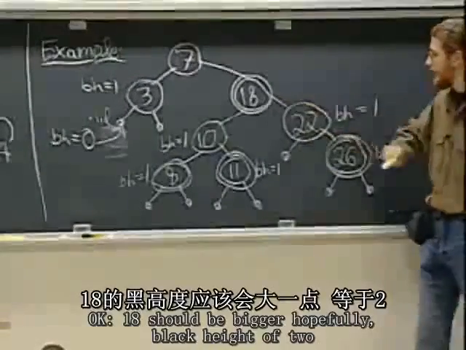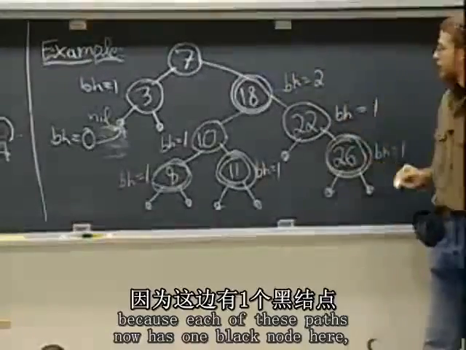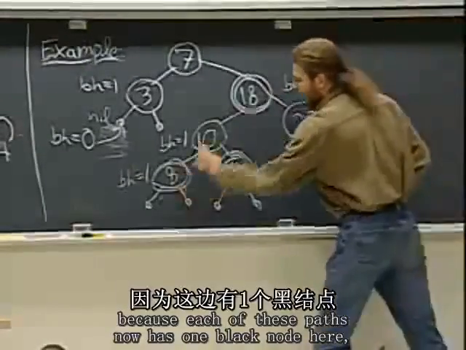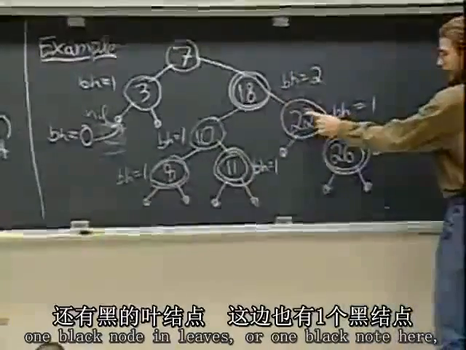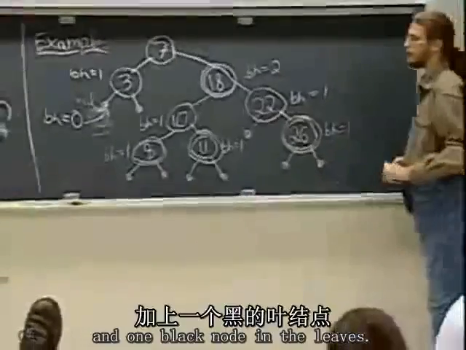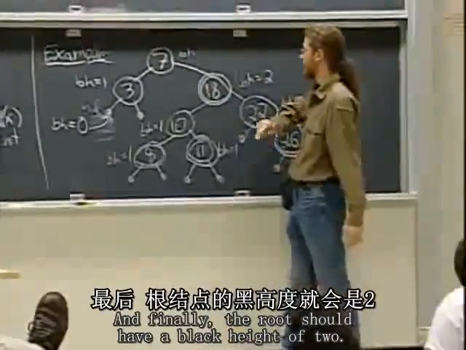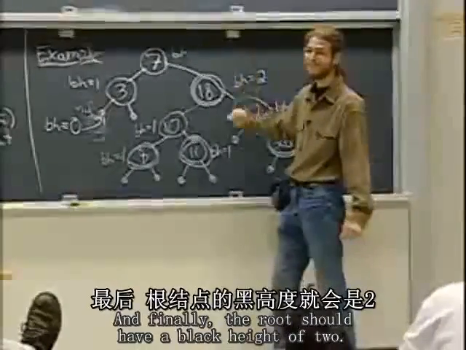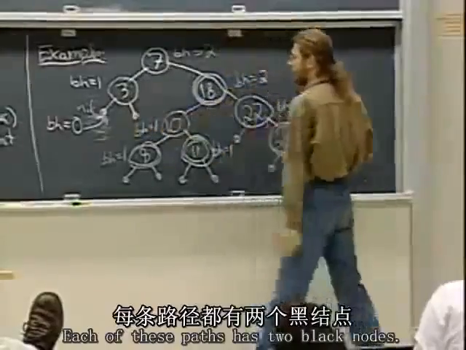Okay, 18 should be bigger, hopefully. Black height of 2, because each of these paths now has 1 black node here and 1 black node in the leaves. And finally, the root should have black height of 2. Easier to see over here, I guess. Each of these paths has 2 black nodes.